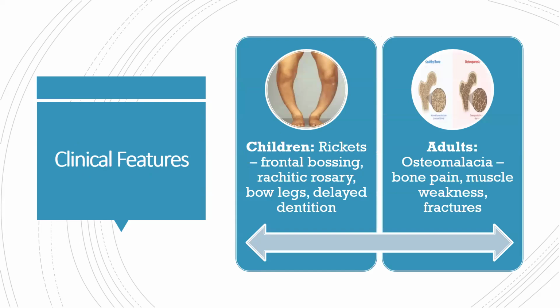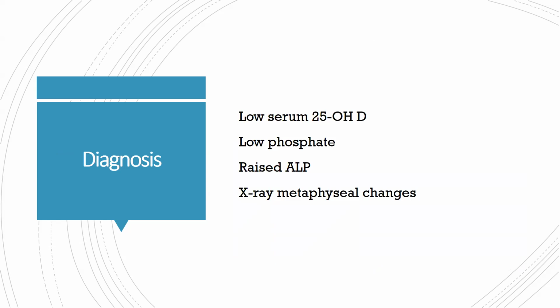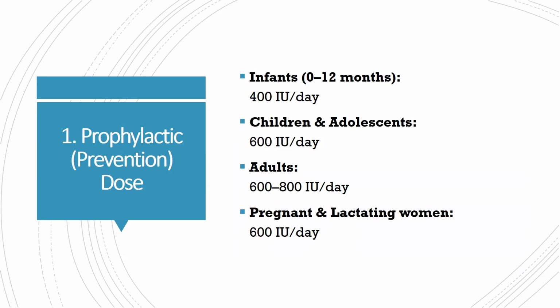vitamin D. So in children, rickets can occur that includes the symptoms of frontal bossing, rachitic rosary, bow legs, and delayed dentition. And adults can have osteomalacia that includes the symptoms of bone pain, muscle weakness, and fractures. Diagnosis is based on the low serum 25 vitamin D level, low phosphate levels, raised ALP, alkaline phosphatase, and X-ray metaphyseal changes.